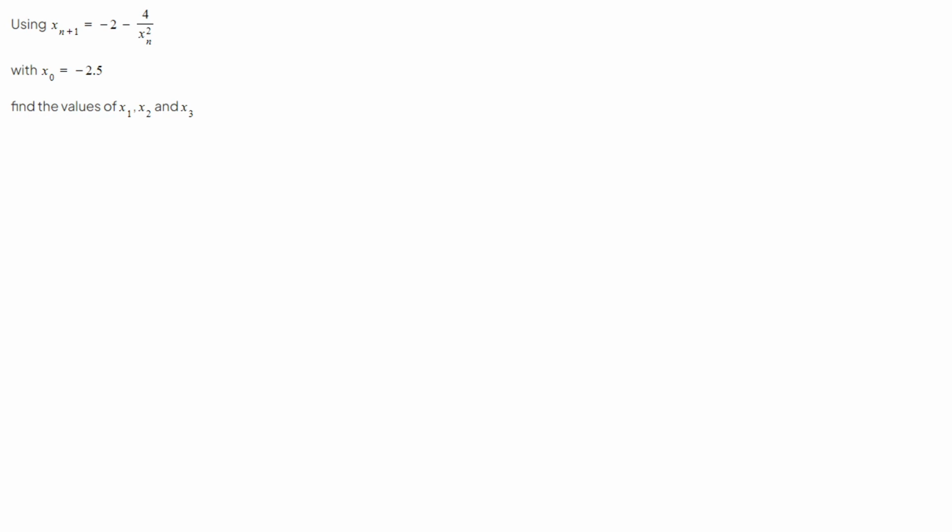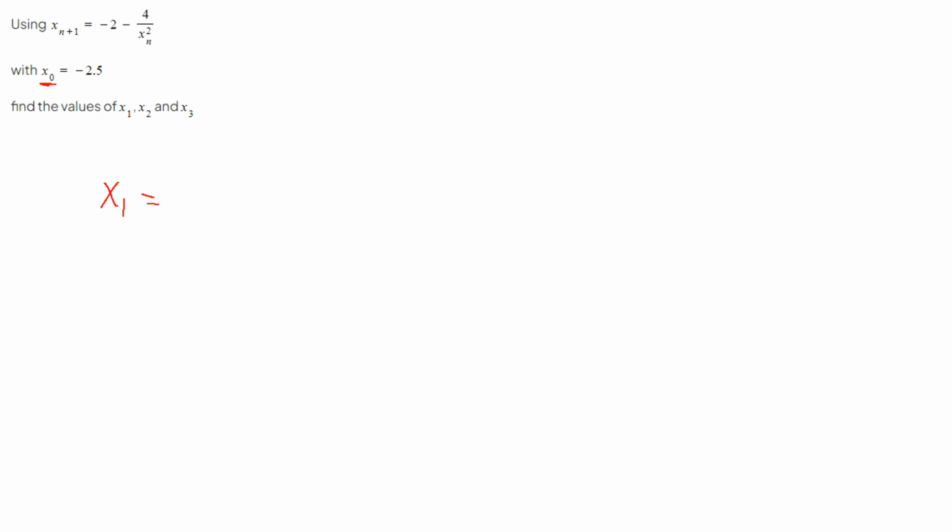So, we're told that the first x value is minus 2.5, and we're told that the next x value is going to be minus 2 minus 4 over the previous x value squared. That's all that means. So what is x1, x2, and x3 going to be? Well, let's look at it in an example.